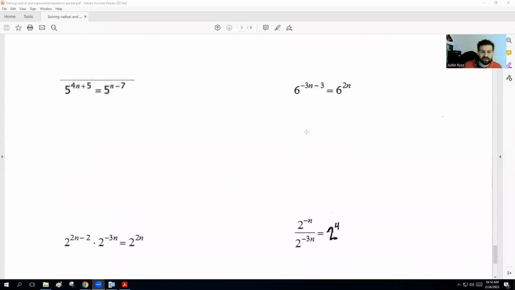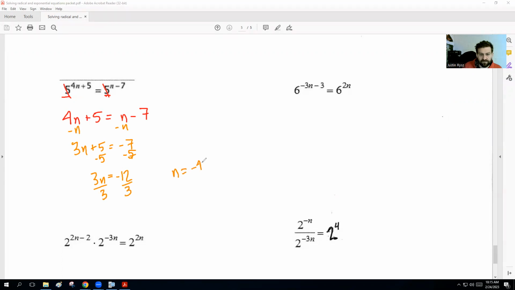Same thing with the next one. We just have expressions on both sides. If the bases are the same, a single base on both sides, they cancel each other out. So we have to figure out what 4n plus 5, set equal to n minus 7. We subtract the smaller n away, so we get 3n plus 5 is equal to negative 7. We subtract 5 from negative 7, we get 3n is equal to, that should say minus 5, that'd be negative 12. And when we divide by 3, we get n is equal to negative 4.